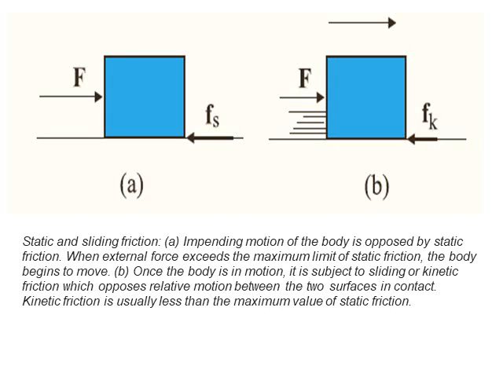In diagram A, impending motion of the body is opposed by static friction. When external force exceeds the maximum limit of static friction, the body begins to move. And in diagram B, once the body is in motion, it is subject to sliding or kinetic friction, which opposes relative motion between the two surfaces in contact.